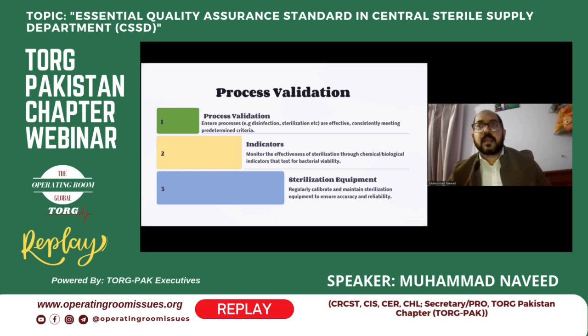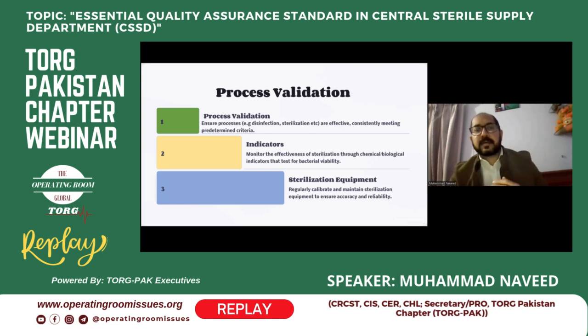This means they should be compatible with our instruments, and the machines we use for the process should be compatible with the medical devices. The second one is indicators. The indicators we use should also fit with the process. This indicator and that indicator should all be validated and compatible with that process. If an indicator is not compatible with the process, we cannot achieve the quality assurance level.